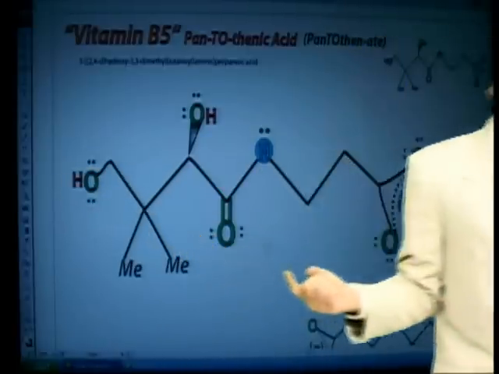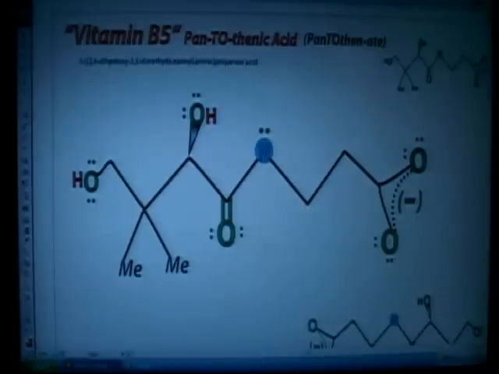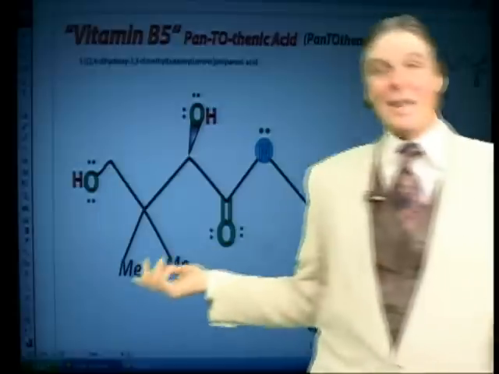This is one of your vitamins, right? Vitamin B5, pantothenic acid, which would be ionized again. They call it pantothenate. Pantothenate. This has a lot happening on it.